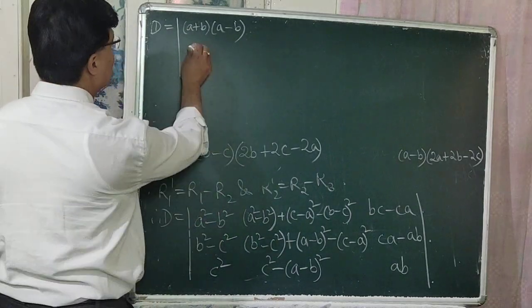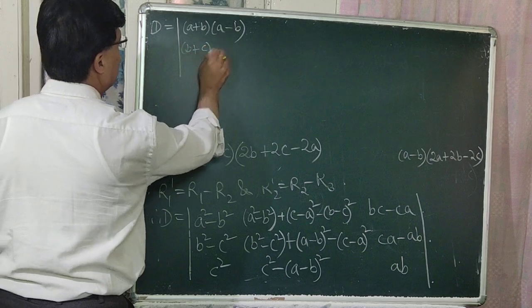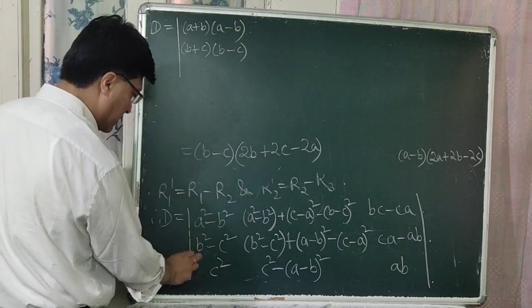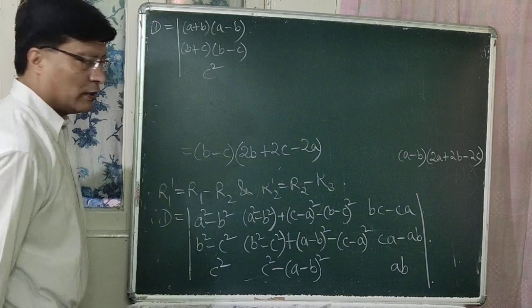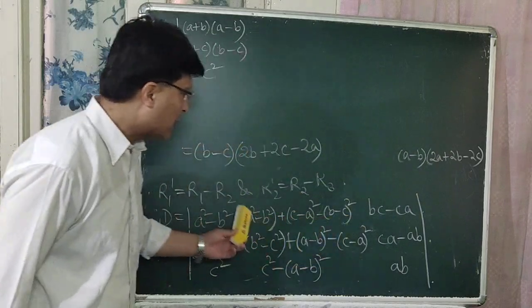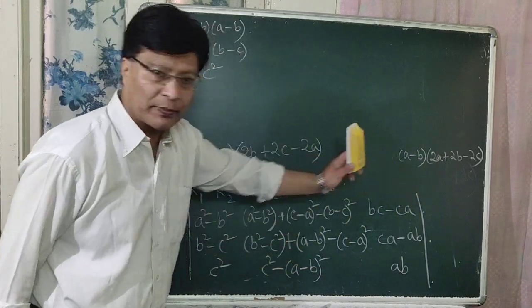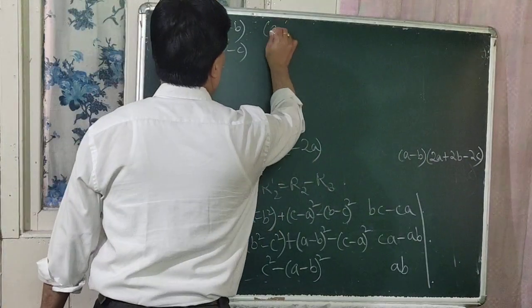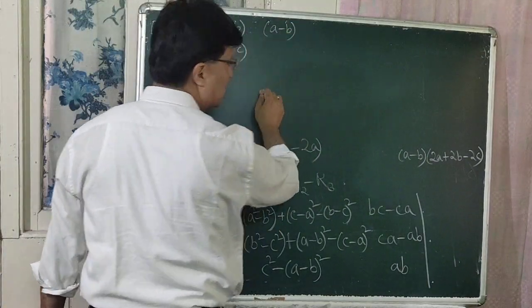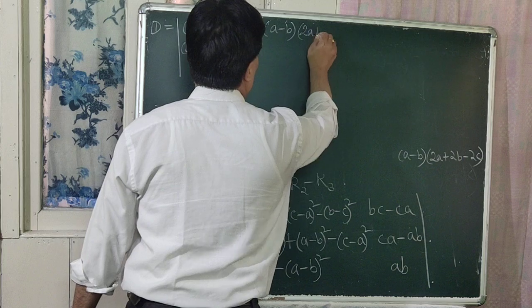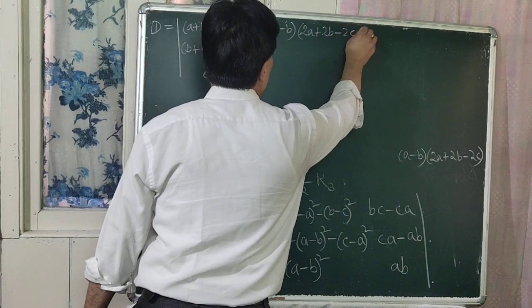Then what is b square minus c square? (b plus c) into (b minus c), right? Then comes c square. So what is this factorization? It is a minus b into what? 2a plus 2b minus 2c, right?